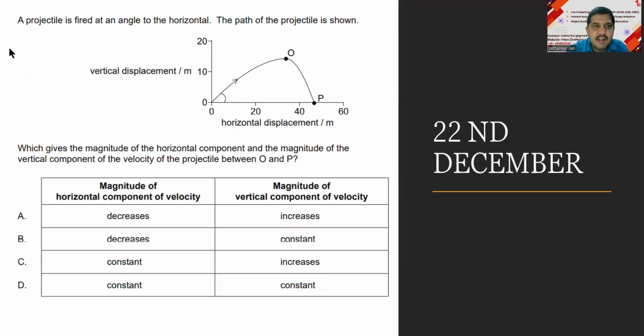A projectile is fired at an angle to the horizontal. The path of the projectile is shown. Vertical versus horizontal displacement is being plotted, which gives the magnitude of the horizontal component and the magnitude of the vertical component of the velocity between O and P, between this region. Okay, this is the P and this is the O here.